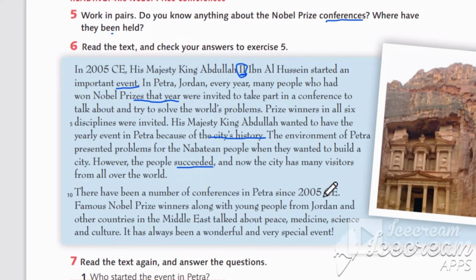There have been several conferences since 2005. Famous Nobel Prize winners, along with young people from Jordan and other countries in the Middle East, talked about peace, medicine. They gathered together and they talked about what? About medicine, peace, science, and culture. Now, this is the text, and now you have to try.